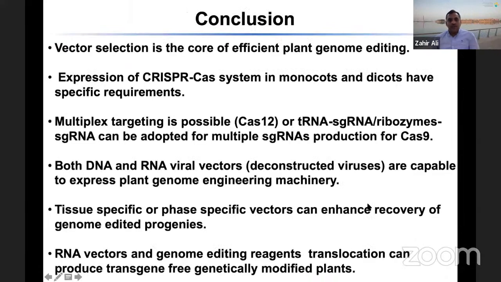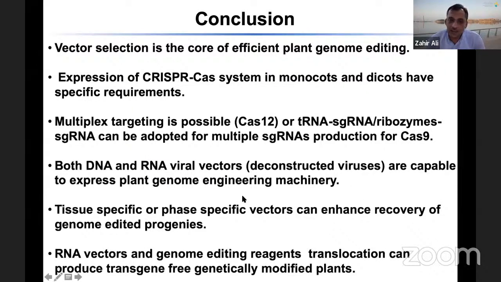So in conclusion, the vector selection is the core for efficient plant genome editing. Expression of the CRISPR-Cas system in monocot and dicot have specific requirements. You cannot use the monocot one in dicot or the dicot in monocot. They have specific requirements. Multiplex targeting is possible. Cas12 by itself processes its gRNA. But for Cas9 multiplex targeting, we need the tRNA, gRNA, or the ribozyme.